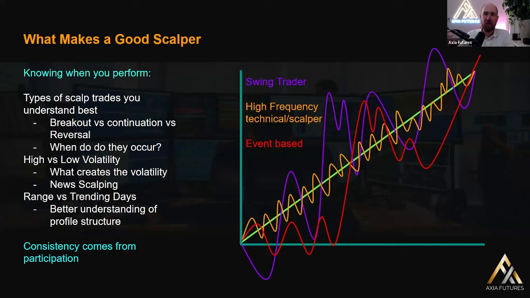So as a scalper, what you need to know is what you're best at. Are you a good breakout scalper? Are you a good continuation scalper? Do you prefer to play reversals? What you also want to add, and this is the thing that we try and bring into all of our traders' understanding, any new traders that we take on, it's not just about this is how to scalp, these are some order flow patterns. It's about how to bring this into a bigger picture. How to understand where liquidity really is being formed, how to understand where a market has potential to go.